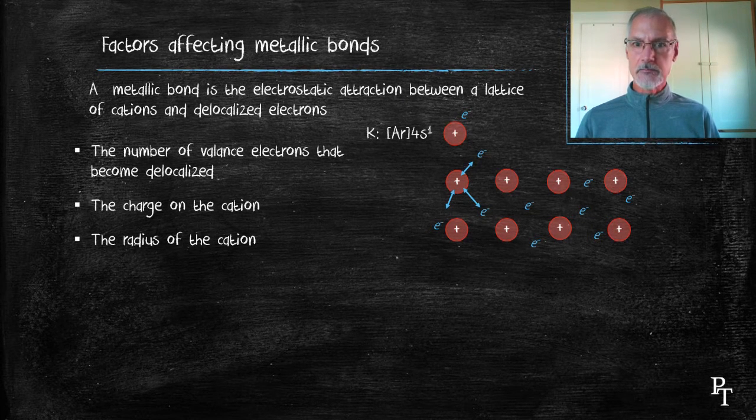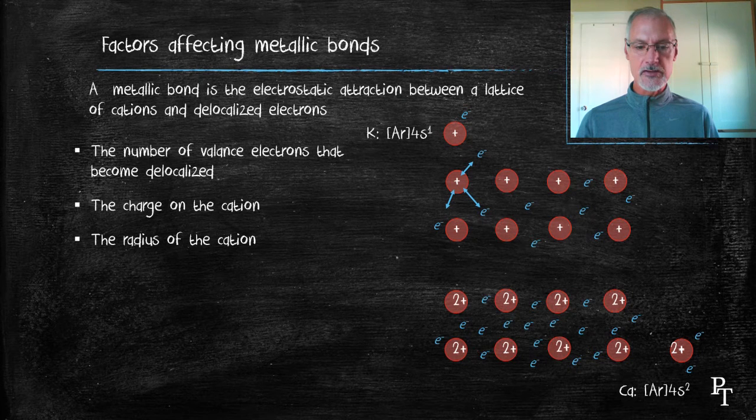The strength of that bond can depend on a few factors: how many valence electrons there are that are cast off and become delocalized, the charge of the cation, and finally the radius of our cation. Let's take a look at the effect of charge and the number of valence electrons. Calcium has a 4s2 configuration. That means it has 2 valence electrons it could potentially lose. As a result, its cations would have a positive 2 charge.